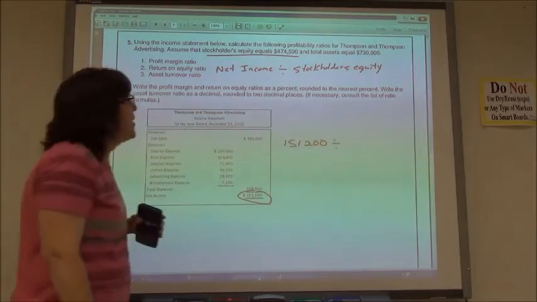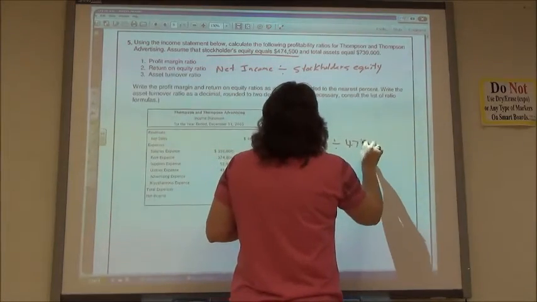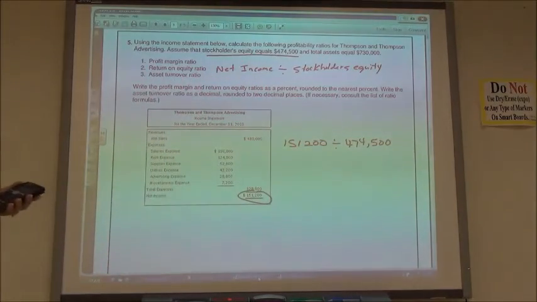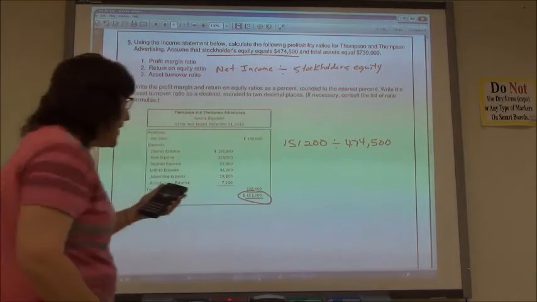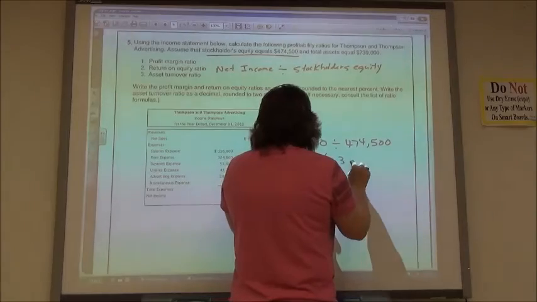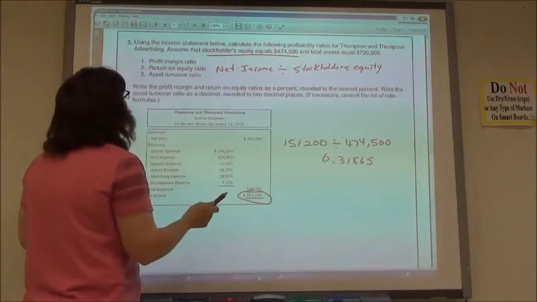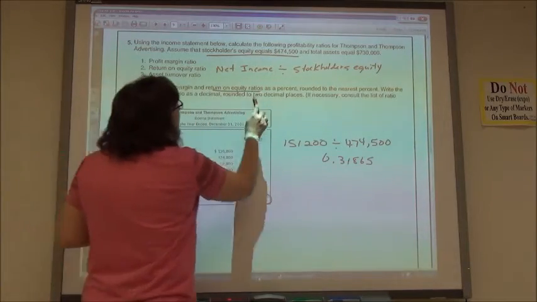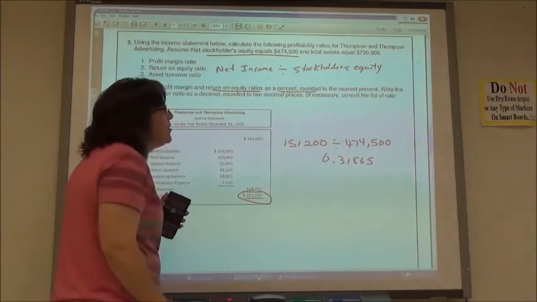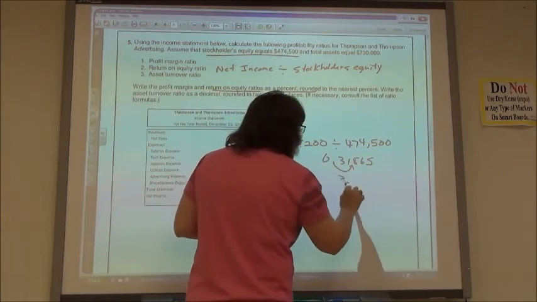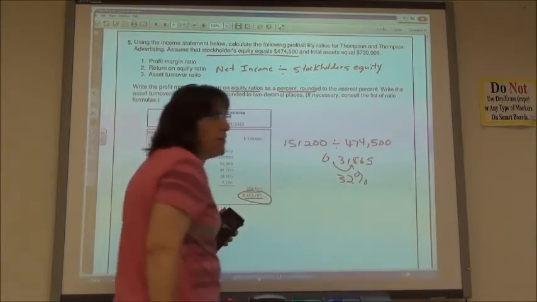My stockholders' equity, $474,500. So 151,200 divided by 474,500, I get 0.31865. The return on equity ratio, again, we were writing as a percent, rounded to the nearest percent. I get 31.8, so I'm going to round that off to 32%.